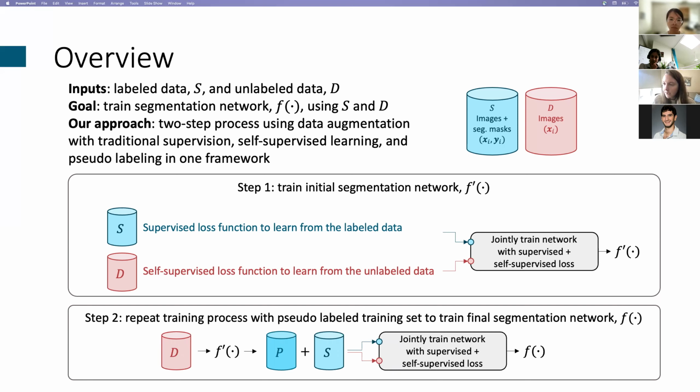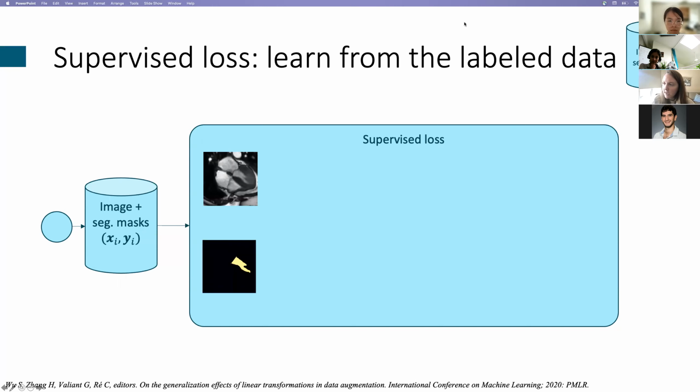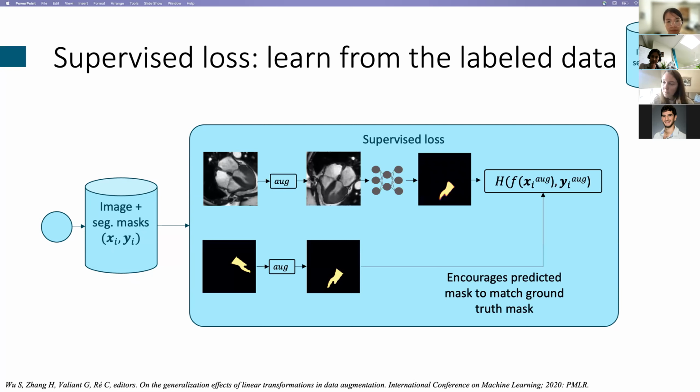So let me get into a little bit of the details here about what our loss functions are and how exactly we do this. The supervised loss function, where we have access to both images and ground truth masks, so manually annotated masks, is very standard. It looks like super traditional, naive implementations of supervised learning. So we take the image and segmentation mask. This is a cardiac MR image. This is the left ventricle that we're segmenting here. We take the image segmentation mask pair, pass them through some augmentation. So here I'm visualizing a rotate, push the image through the network. This produces a prediction, and then we just use a cross entropy loss to encourage the predicted mask to match the ground truth mask.